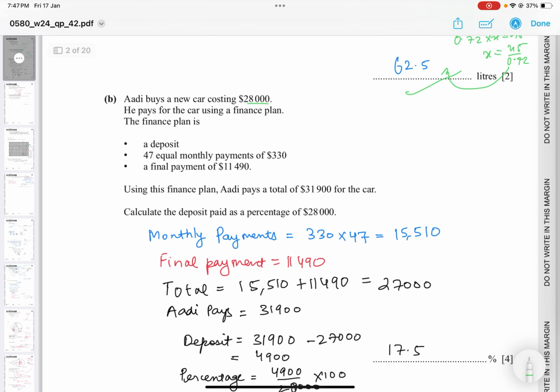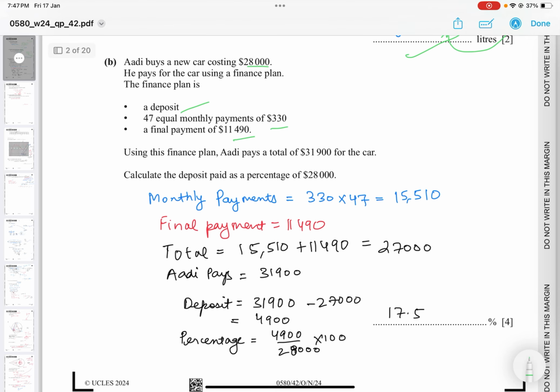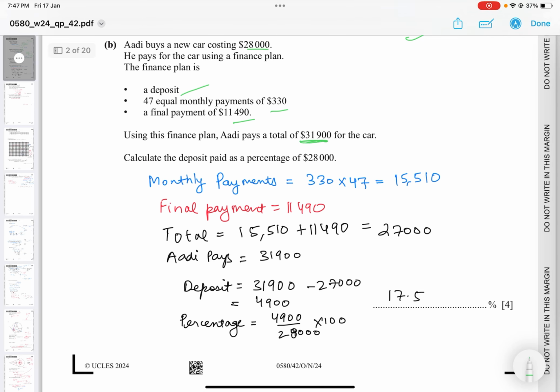Adi buys a car costing this much. A deposit, payments, final payment. All right. Use this finance plan. Total this much he has paid. Deposit as a percent. As a percent means we have to divide it by 28,000. Okay. Then multiply it by 100. We have to find this value now.